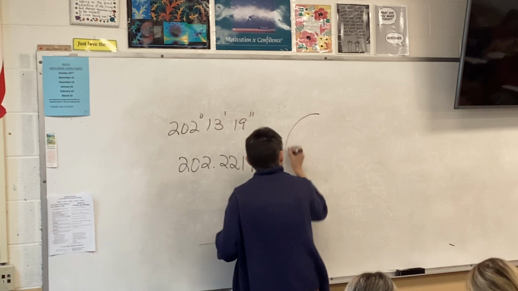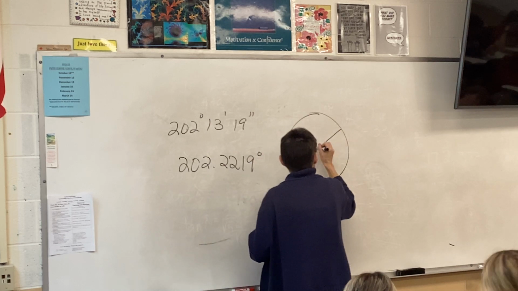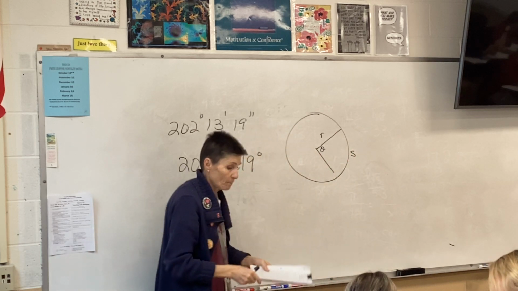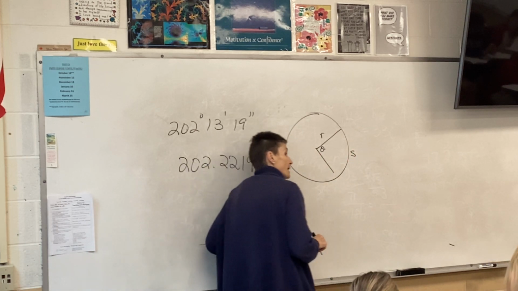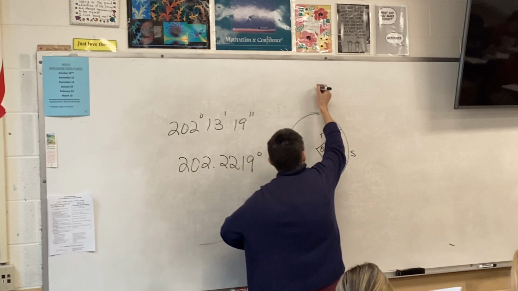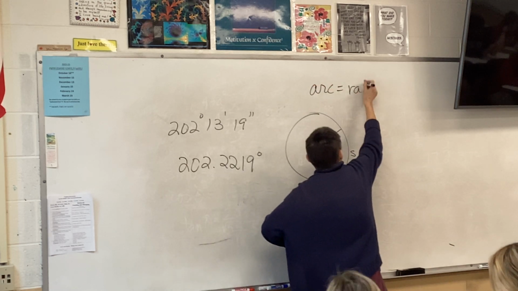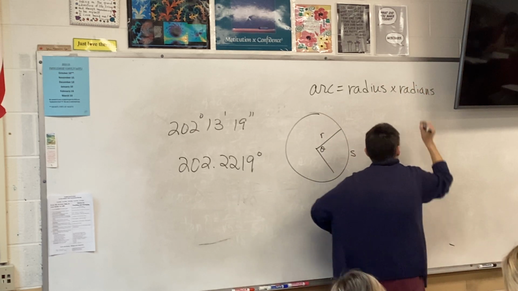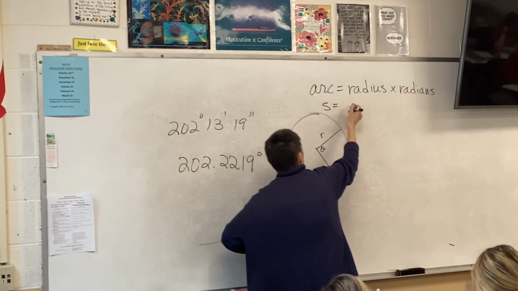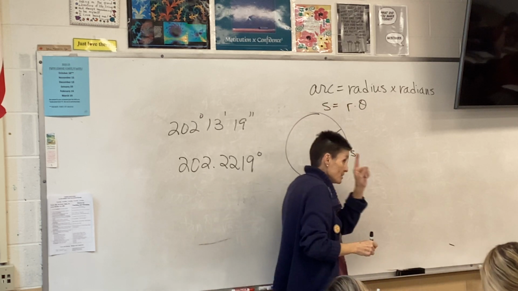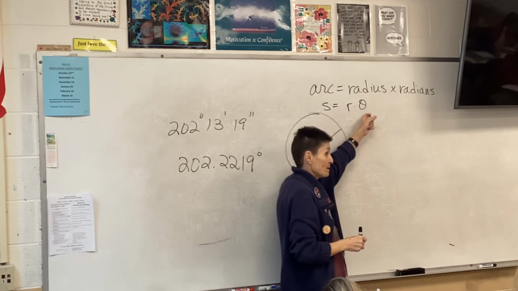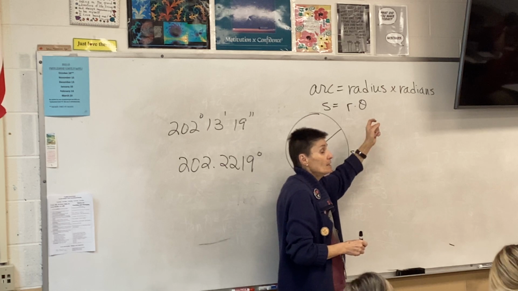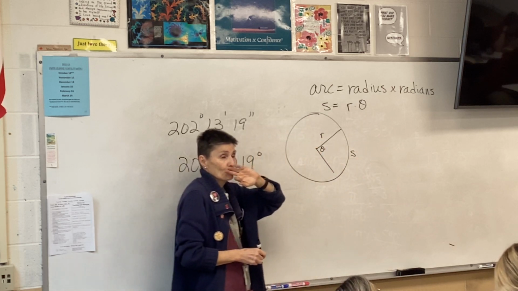All right. When you see this picture, guys, a formula should pop into your head. Yes. S equals R times theta. So arc length equals radius times radians. Now, I have absolutely no problem with you saying S equals R times theta. What you need to remember though is theta's got to be in radians. We don't just multiply the radius times the angle, unless the angle's in radians.